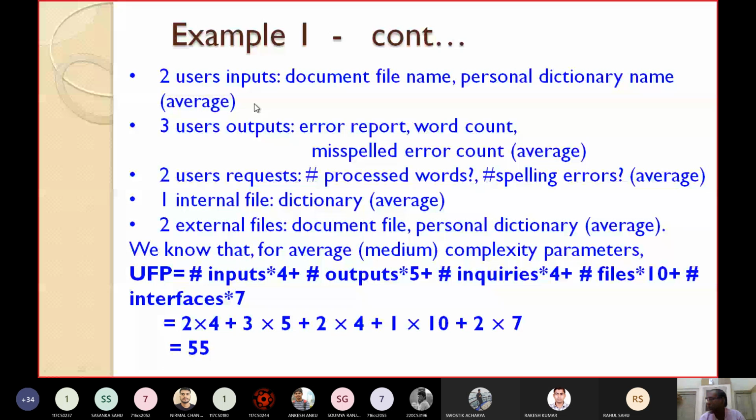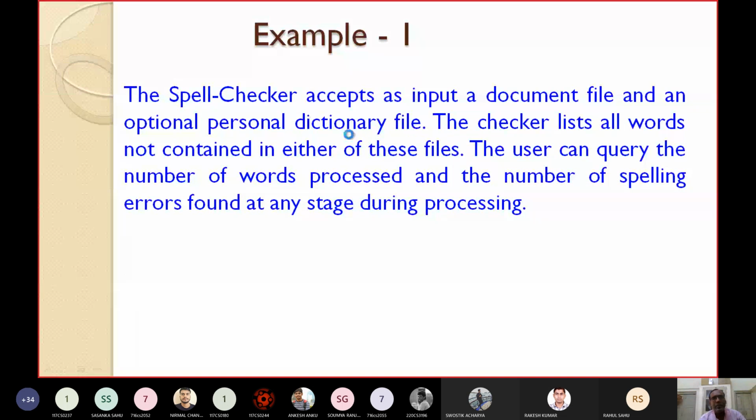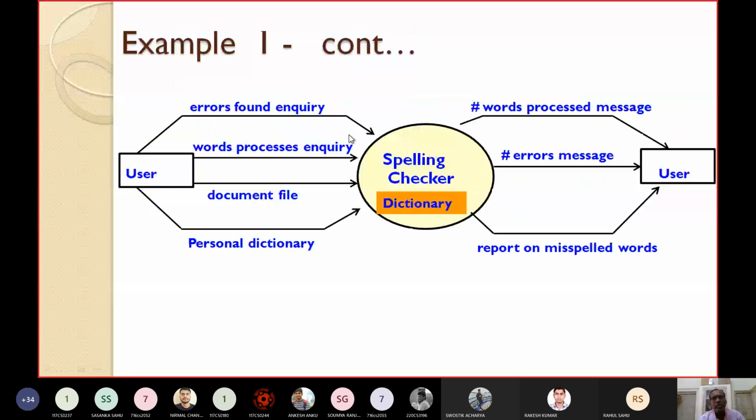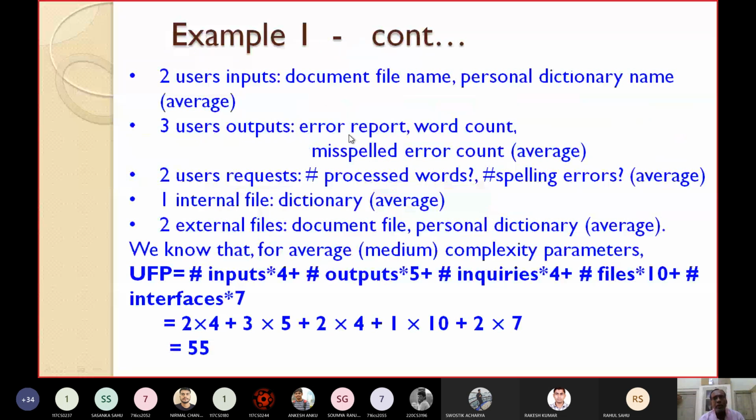Then one internal file is there. What is that internal file? You can see dictionary file is the internal file. So one internal file you are using. And how many external files or interfaces? So two, the document file and the personal dictionary. This is the standard dictionary and this is the personal dictionary. So 2 external files, document file and the personal dictionary.